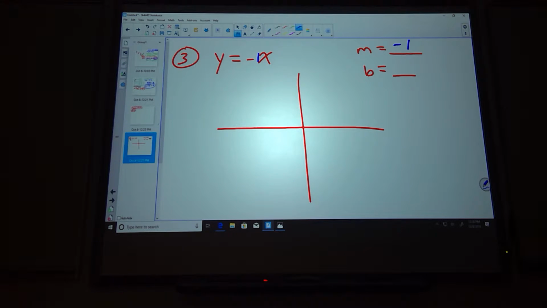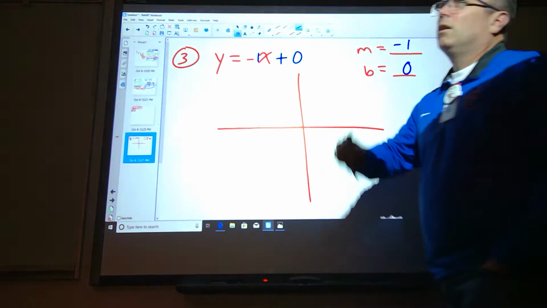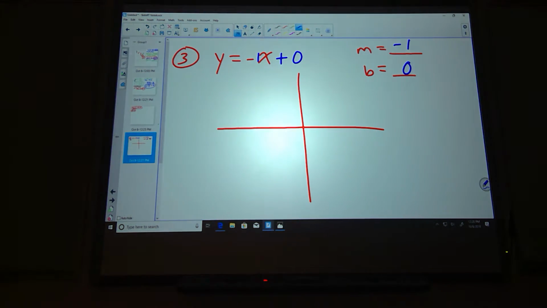Is that okay? Which means if I have some point, I'm going to go down from that point and right from that point, 1 in each direction. What's my b value? How do you know it's 0? It's not there. My y-intercept, I could have this plus 0, but there's nothing there. Nothing mathematically has got to be 0.